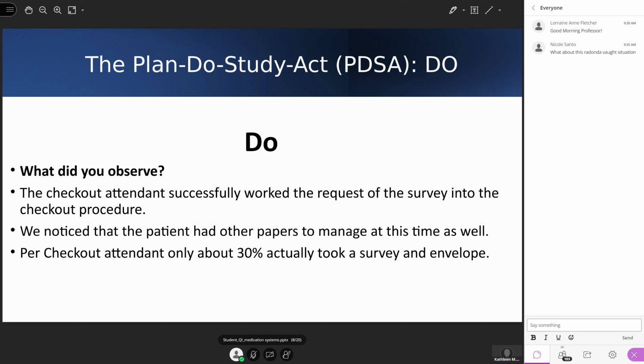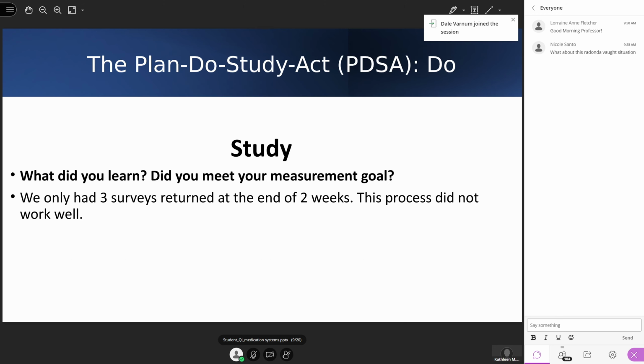Okay, so the do. What did you observe? What we observed was that nurses did find it useful and informative, and it added to patient safety and care. And the nurses actually also found that it improved their own practice. So they found it helpful for their own practice. On the study portion of that, what did you learn and did you meet your measurement goal? What we found was that 4 out of the 5 nurses, in fact, did perform the patient medication education.